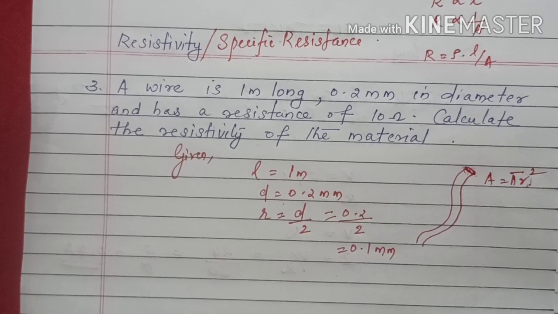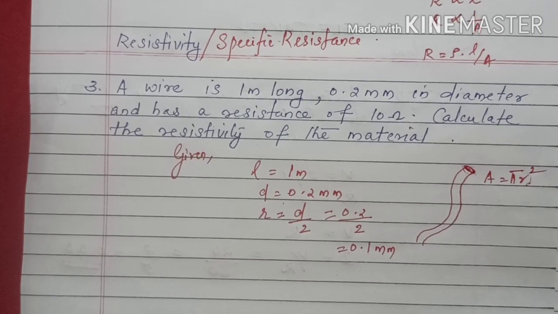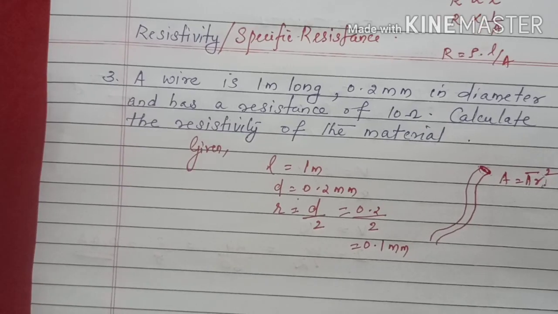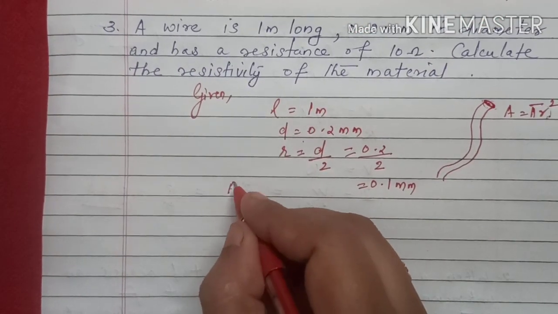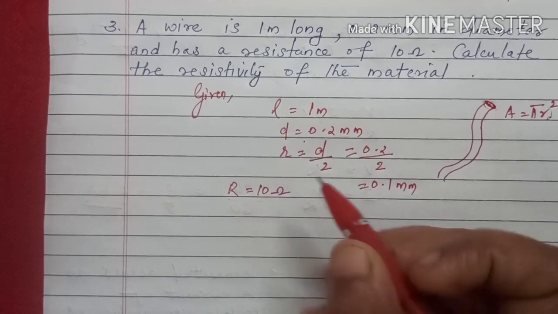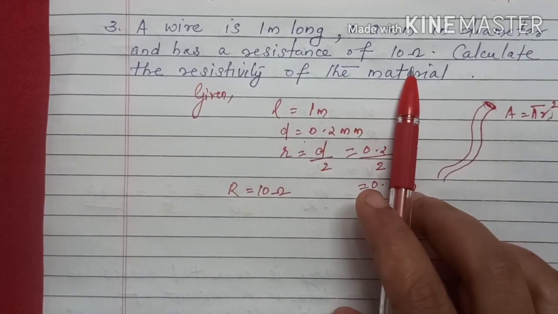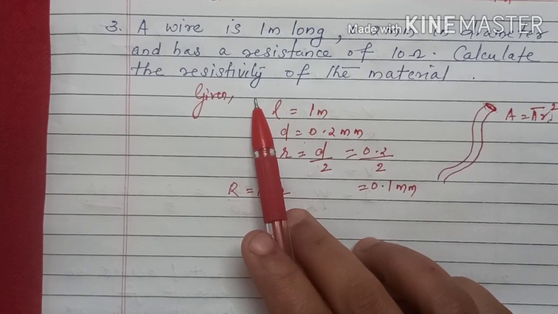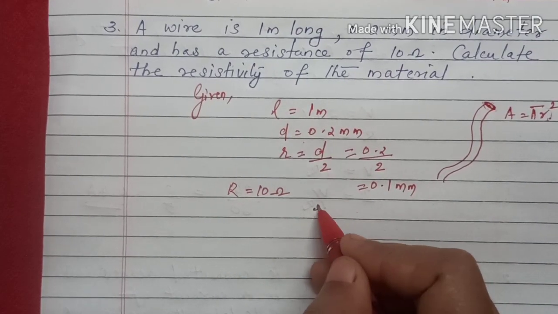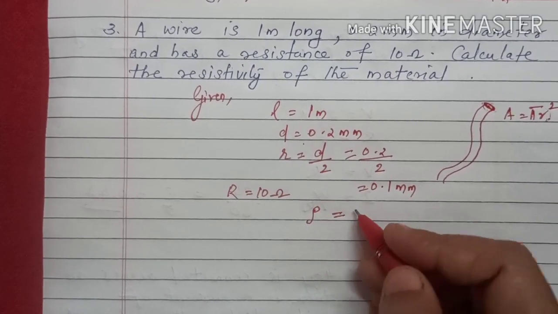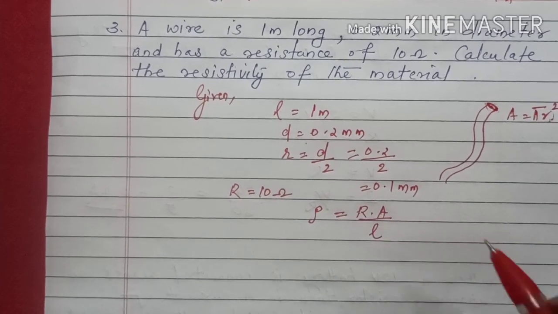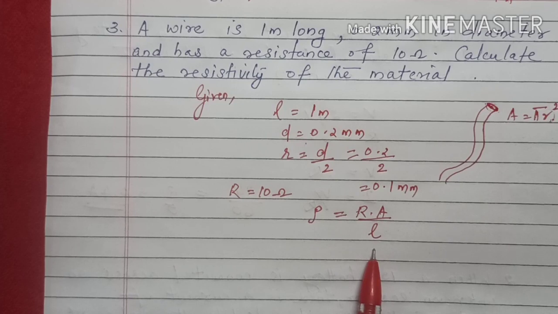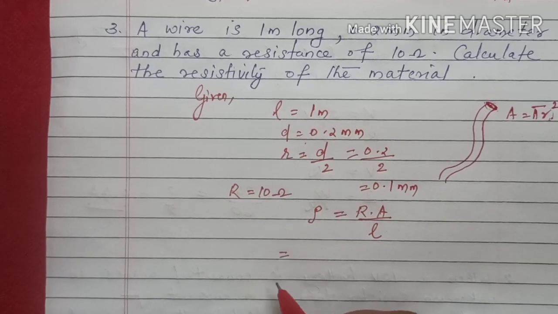Okay, now you have the equation. The next part is to write the equation here. In the question, resistance is also given. So R equal to 10 ohm. In the question it is given there. Now we have to find the resistivity. For finding resistivity, we can write the equation rho is equal to R into A by L. Understand? Now we can substitute the values.